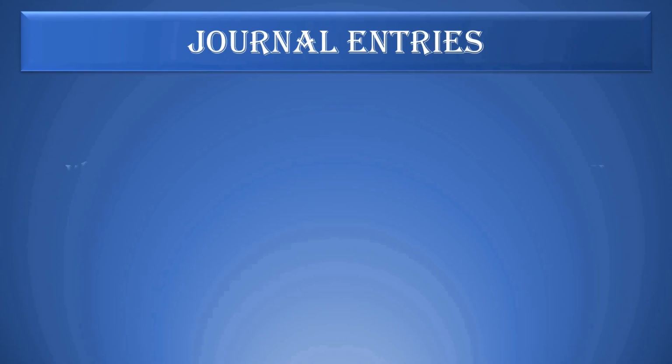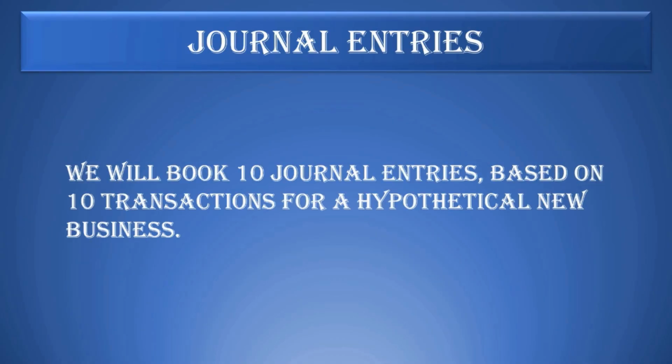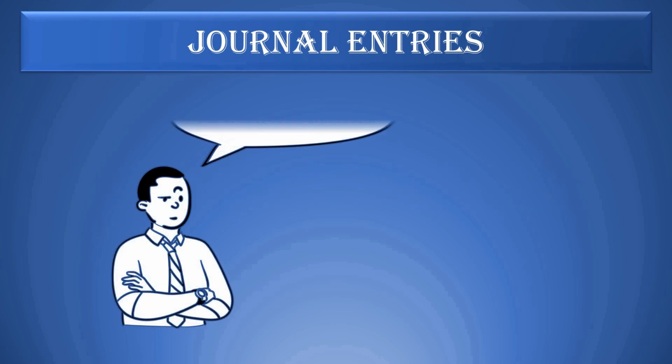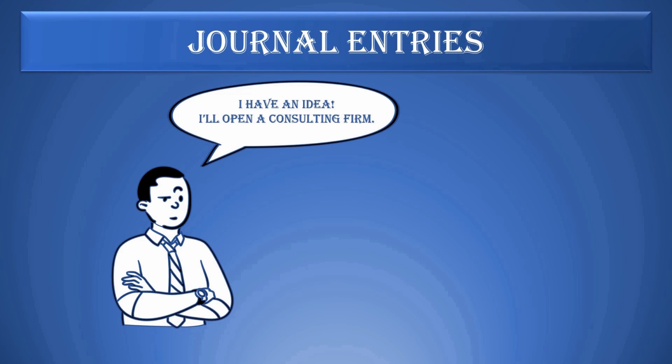To practice what we've learned so far, we will now book 10 journal entries. These entries will reflect 10 business transactions that took place within a new hypothetical small business. There is a young, ambitious entrepreneur, and he decides to open a new company. We will call this company Hypothetical Consulting Firm. Let's take a look at the business transactions that will take place next, and the journal entries that will be used to record those transactions.